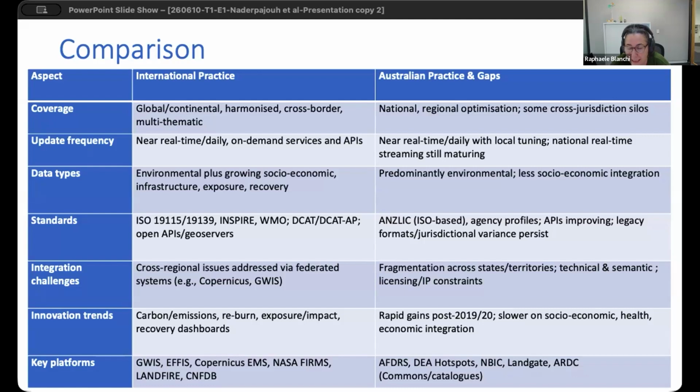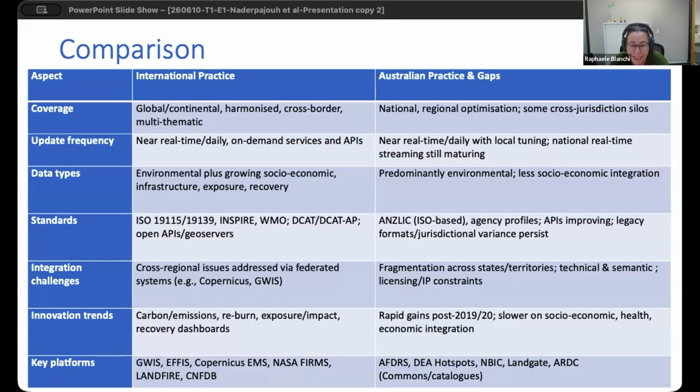So when we look at some of the international systems, such as the NASA system, the international GWIS system, the European Copernicus, and Forest Fire information systems, they provide very large scale, very integrated data sets that cover multiple countries and also use common standards. So they bring together information from different sources into a single platform. That makes it easier to access and compare the data. So I think that would be something really important for us to take as well.